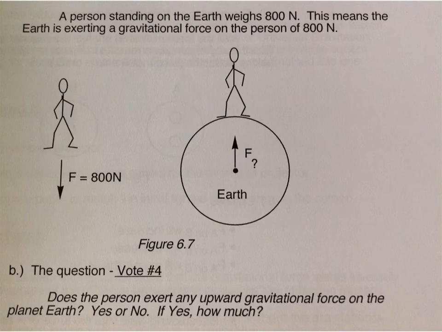Okay, and again, the answer is 800 newtons. So the gravitational force of gravity that the person exerts on the Earth is also 800 because it's a third law pair, equal and opposite.